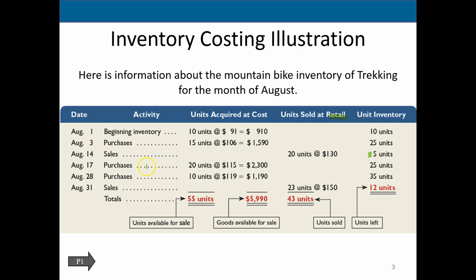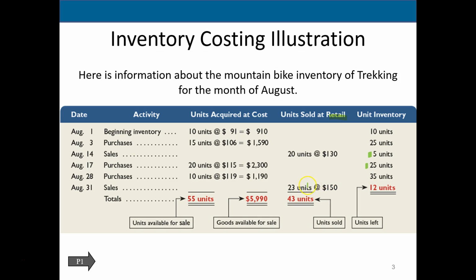And then if we keep going through this, we have a purchase of another 20. Once again, the price went up from 106 to 115. That's 2,300. So now we have the 5 plus the 20, or 25 units now. Again, we don't know what the cost is. That's what we're going to look at in the future. Then we have another purchase of 10 units at 119. Once again, the cost went up. Multiply that out, 1,190. Now we have the 25 plus the 10, or 35 units.